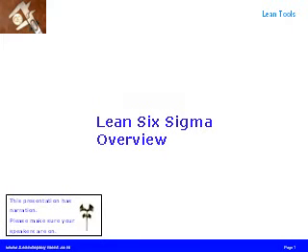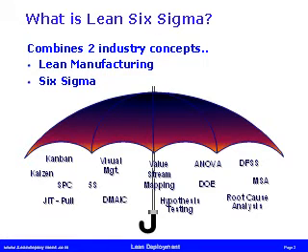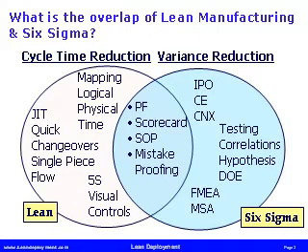In this presentation we are going to give you a brief overview of Lean Six Sigma. Lean Six Sigma is a combination of two powerful and proven process improvement methods, Lean Manufacturing and Six Sigma. It combines problem-solving tools with process improvement tools. This graphic suggests the tools have been traditionally used for cycle time reduction, Lean, and for variance reduction, quality improvement, Six Sigma, and which ones are common to both.